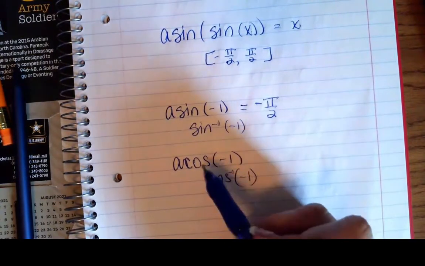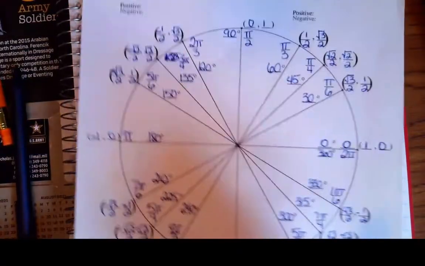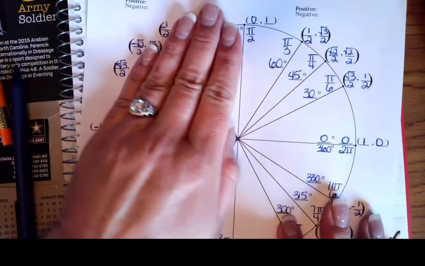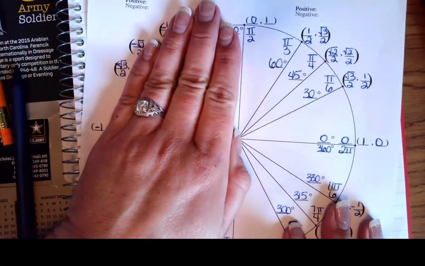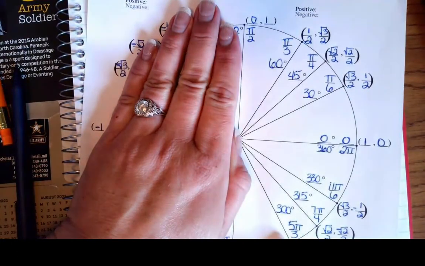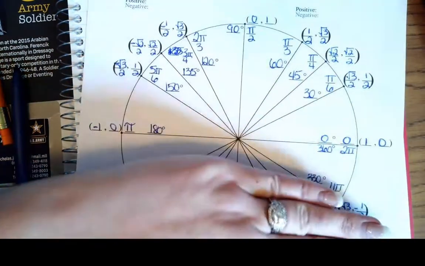All right, so where does cosine have a ratio of negative 1? Remember, you've got a restricted domain. So where is cosine restricted to? Cosine is restricted to the top half of the unit circle. So sine, cosecant, and tangent are going to be restricted to the right side of the unit circle, which will be from negative pi over 2 to positive pi over 2.